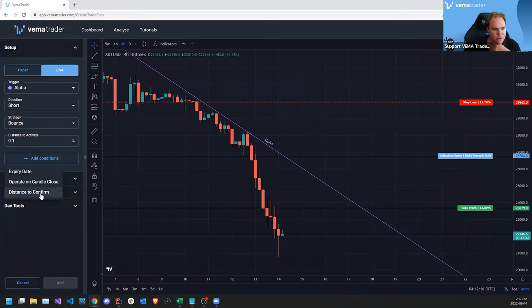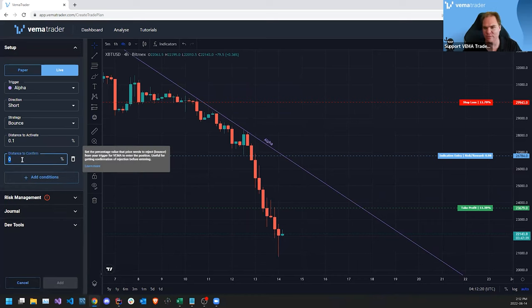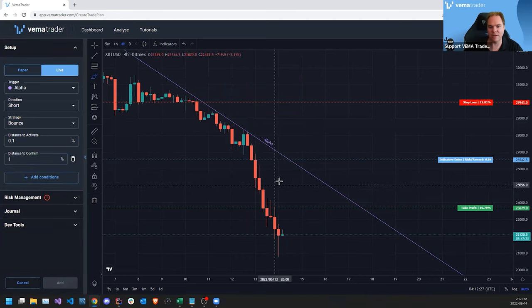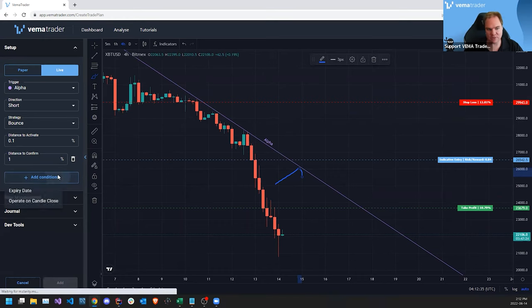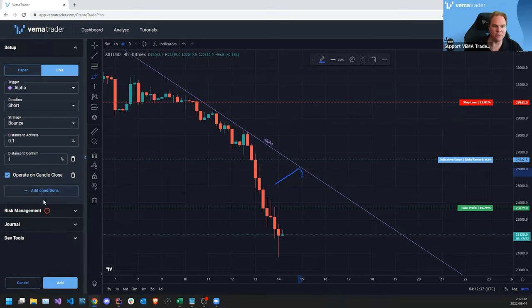And then I also always put in a distance to confirm. Some people don't like it. I don't know if Reese uses distance to confirm, but I will not trade without putting some kind of distance to confirm in there. That gives me the idea that it has come up and it has reversed. So there's my confirmation that it's going to go away. With a bounce strategy, I don't use candle close. I personally don't care.